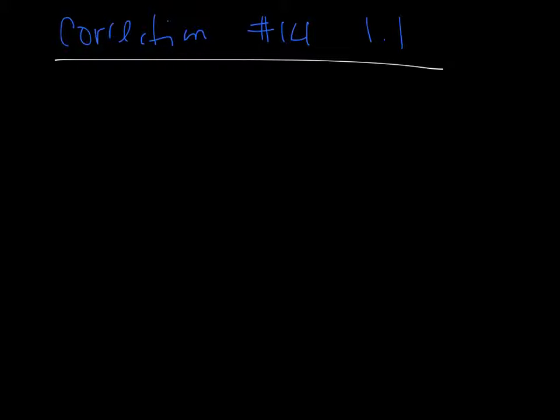Okay, so here is the correction on number 14 in section 1.1. Kendall Porth, one of your classmates, found the error. So we have 4y double prime equals y. In the video, I only took one derivative instead of two. I forgot to take the second one.